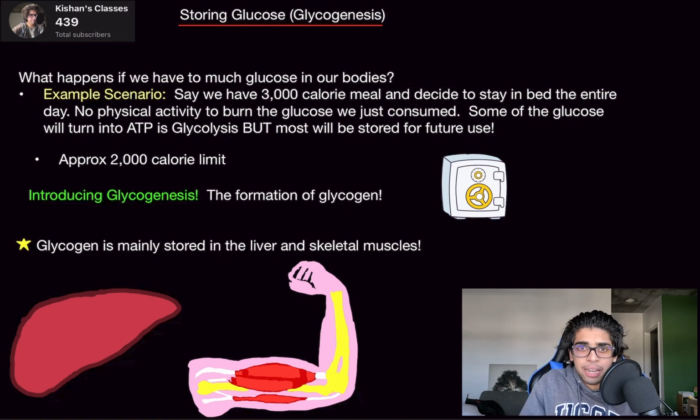Of course, it's a 2,000 calorie cap, right? Once you're out of those, then you start burning fat, and that's how to burn fat. You have to first burn through your glycogen storage, and then you can start burning fat.